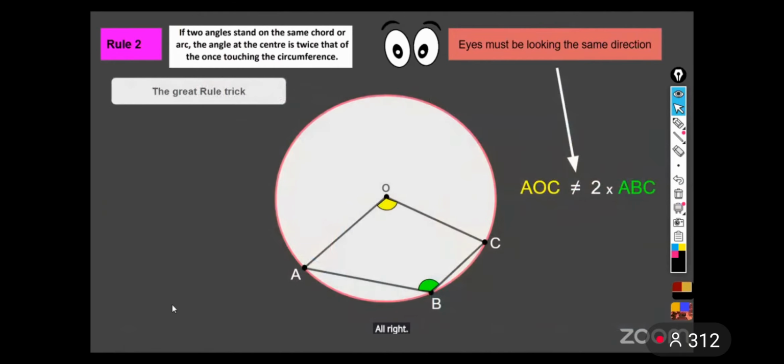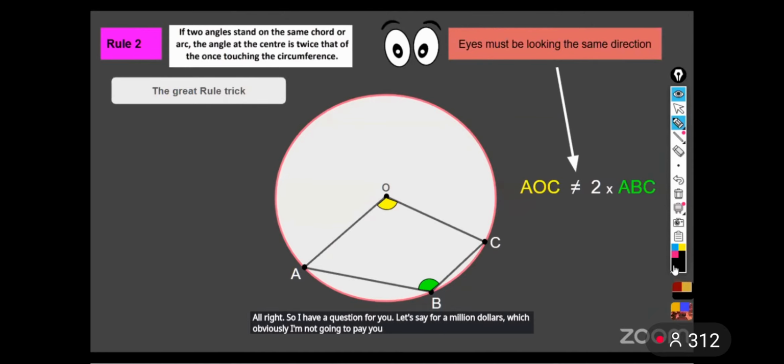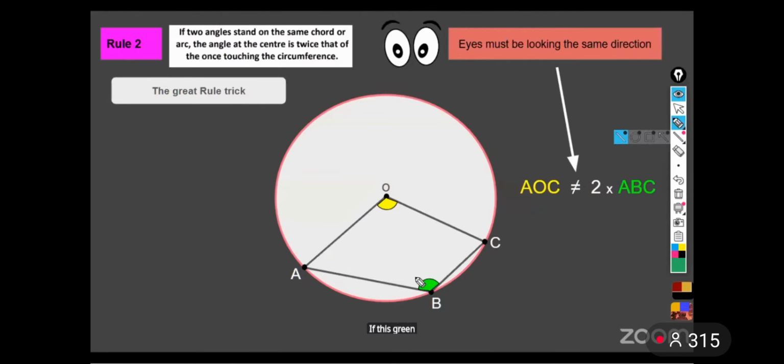So I have a question for you. Let's say for $1 million, which obviously I'm not going to pay you, but let's pretend that I would part with $1 million. If this green angle is 100 degrees, you'll need a calculator, right? What's the size of this yellow angle? First of all, is this rule 2?